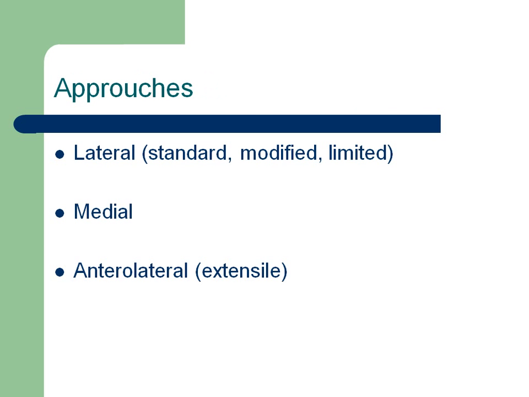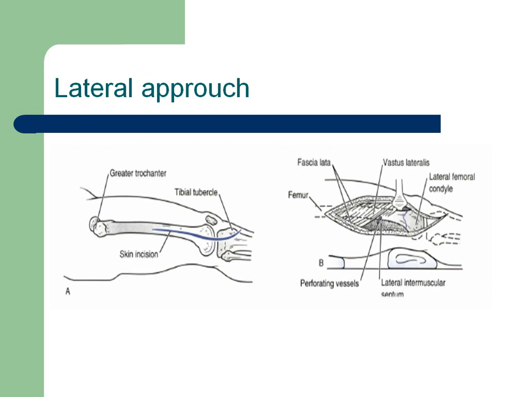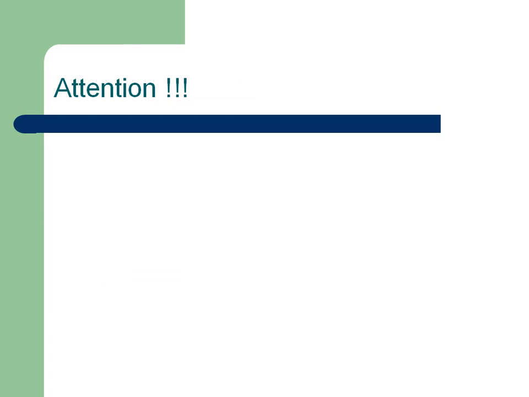How are we able to approach these fractures? Lateral, standard, modified or limited, medial, and also anterolateral. When we talk about the lateral approach, it comes from the greater trochanter line and goes to the tibial tubercle, and we have to know about the perforating vessels, the lateral intermuscular septum, the fascia lata and its vessels, and the lateral femoral condyle in this area. We put in the Bennett retractor, reaching the articular site and the fracture site.